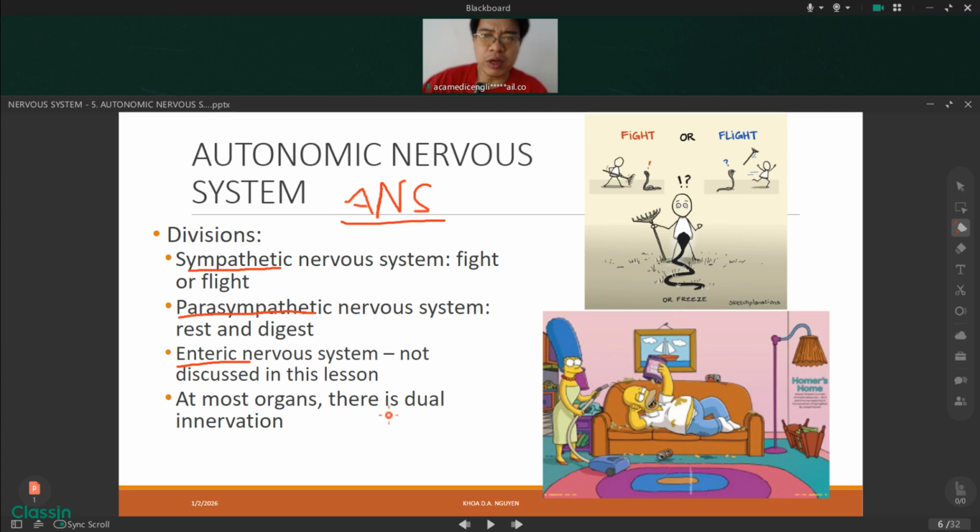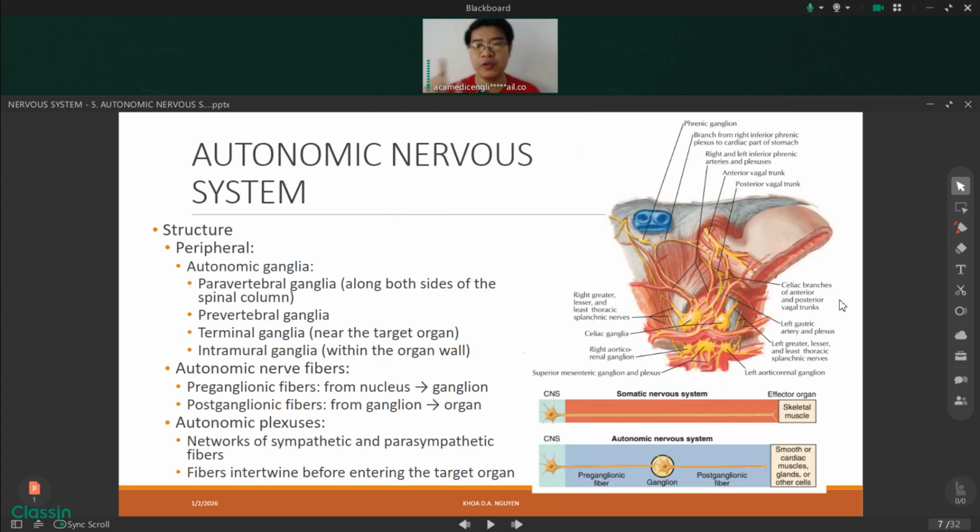Now let's say, for example, the heart. The heart also receives sympathetic input and parasympathetic input. Sympathetic input tends to make the heart beat faster, it tends to increase the heart rate, while the parasympathetic input to the heart tends to slow it down, decreasing the heart rate. So you have dual innervation of the sympathetic and parasympathetic at most organs, but they usually run in reverse with each other, with some exceptions.